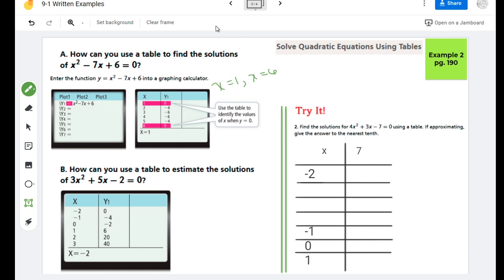Sometimes that's okay. For example, it says, how can you use a table to estimate the solutions of this one? Take a look at their table of values. One of the solutions is here at -2. Now, this is not a perfect square trinomial, so you know that if there's one solution, there has to be a second solution. If this was a perfect square trinomial, you'd only have the one solution. So we need to figure out where another solution is.